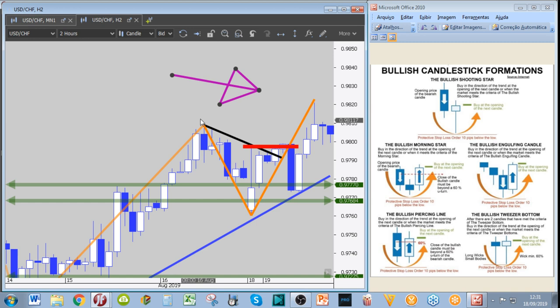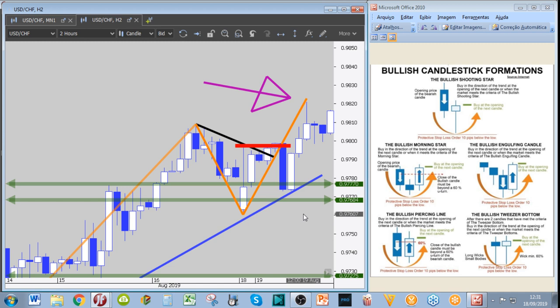Okay, so we are going to see what is going to happen. Let's see. Okay, market moving up. Stephen Lemar, where to put take profit? What do you think? What do you think, Stephen?